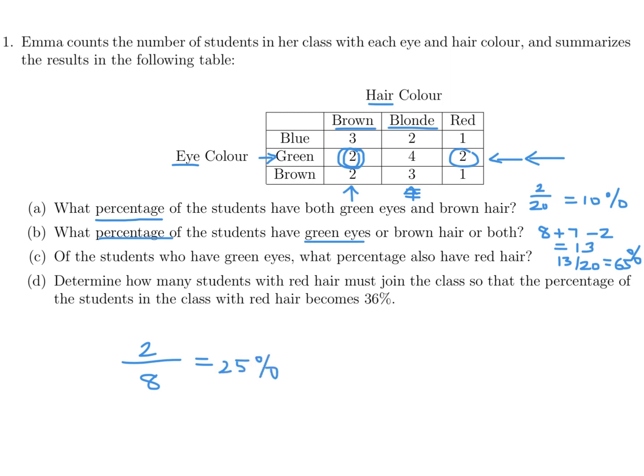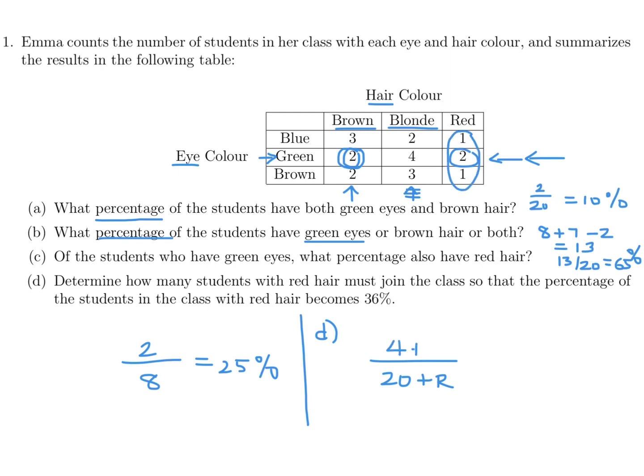D, determine how many students with red hair must join the class so that the percentage of students in the class with red hair becomes 36%. All right, so part D, we have initially 20 students, and we're going to add some students that have red hair, so I'll denote that as R. And then initially we have how many students that have red hair? Initially we have 4, right? Because it's all these guys, 1 plus 2 plus 1, so 4.